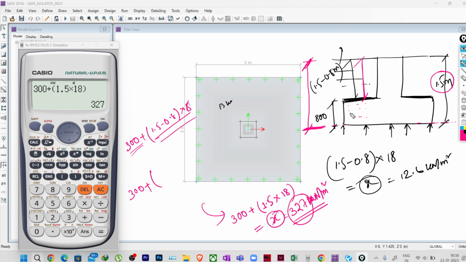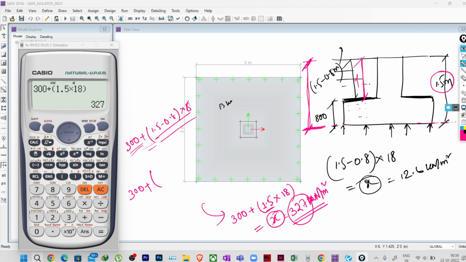Right, so I hope it is clear now. One thing is gross pressure. That gross pressure will be calculated by applying the load for this particular depth of soil, and the gross SBC will be calculated considering the whole depth at the founding level. So in this case it is 1.5, not this. Okay, so now 327.